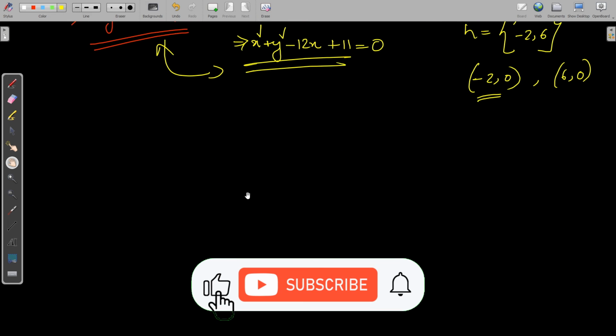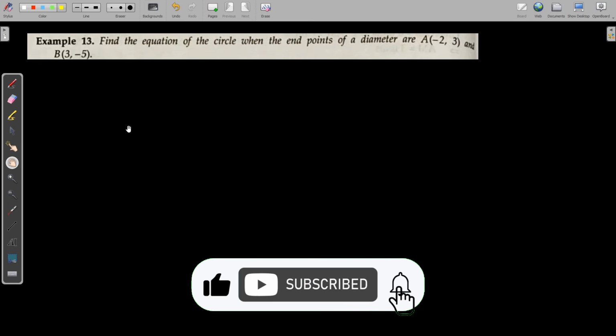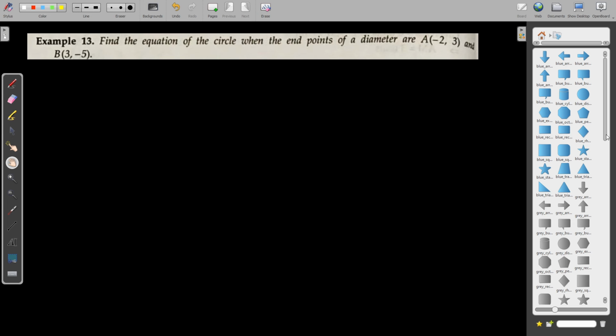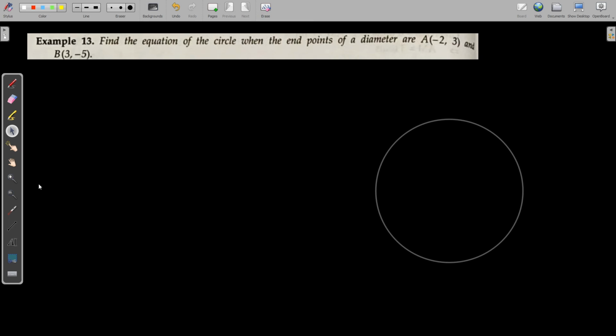Then let's take another question. It's given, find the equation of the circle when the endpoints of the diameter are A (minus 2, 3) and B (3, minus 5). Let's take a circle first. The diameter of a circle is given and the endpoints are given. Point A, point B. A is given as (minus 2, 3) and point B is given as, just a second, (3, minus 5).